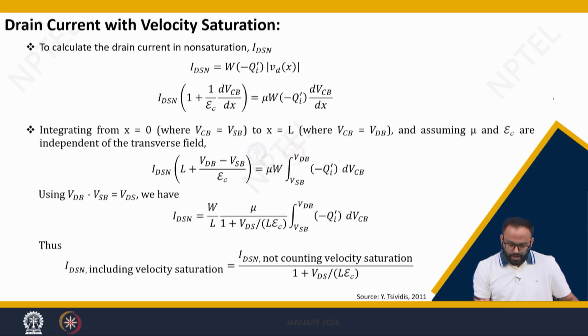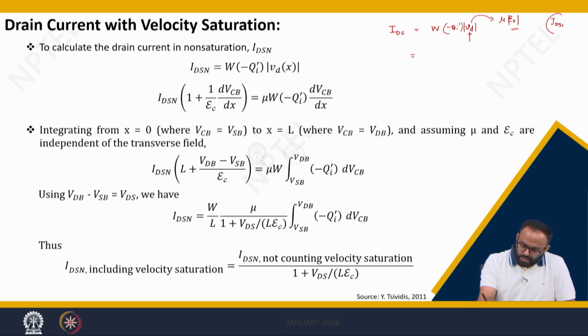So let us find out the current equation now. We have already discussed that the current can be defined as W into minus Qi dash into Vd. This is the basic drift current equation. Make sure at this stage you should not take mu into E, which is what we took earlier when deriving IDS1. In that condition the gradual channel approximation held good, but now your Ex is very high and hence Vd is not directly proportional to Ex. So we are incorporating the model we derived, along with Qi dash.